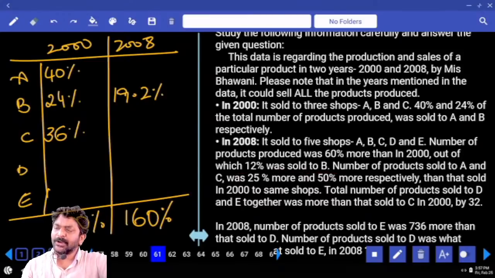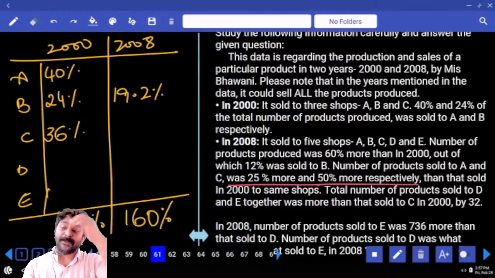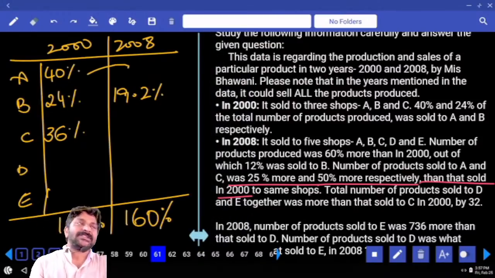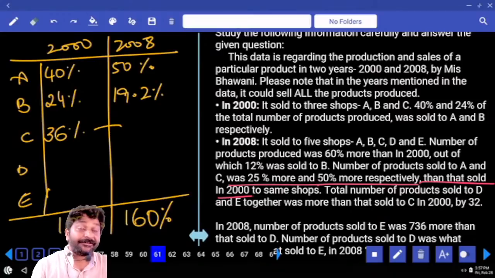The number of products sold to A and C was 25% more and 50% more respectively than that sold in 2000. With respect to the 2000 A value, we have to increase it by 25%. What is 25% of 40? 10. 10 more. Right. The C value is increased by 50%. What is 50% of 36? 36 plus 18. So how much has it become so far?